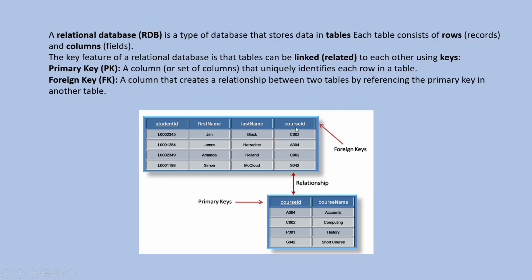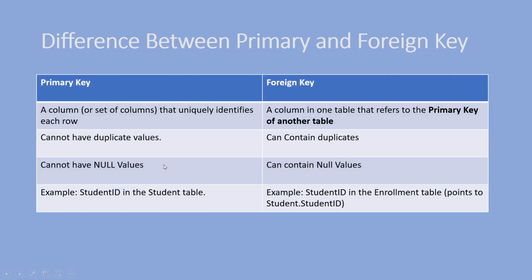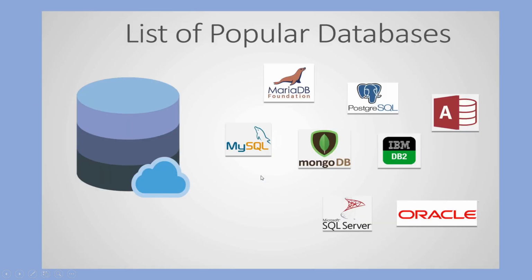As you can see here, the course ID in the student table is the foreign key and it contains duplicate values. C002 is repeated 2 times here, so it contains duplicate values. The primary key cannot have null values, but a foreign key can contain null values. So these are some of the major differences between the primary key and foreign key.